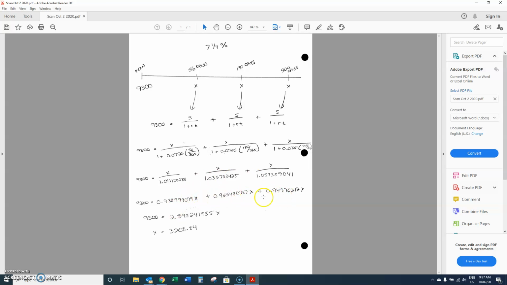But now your x is on top. Well, your x was always on top, but now there's no denominator. Now we have full numbers. So now 9300 equals this x plus this x plus this x. So if we add these three numbers together, we get this. The easy way to do that is to say recall 1 plus recall 2 plus recall 3 equals, and again we get 2.89824.